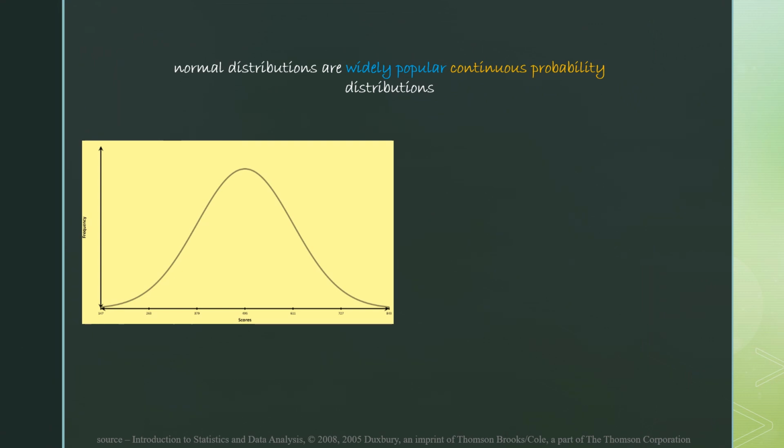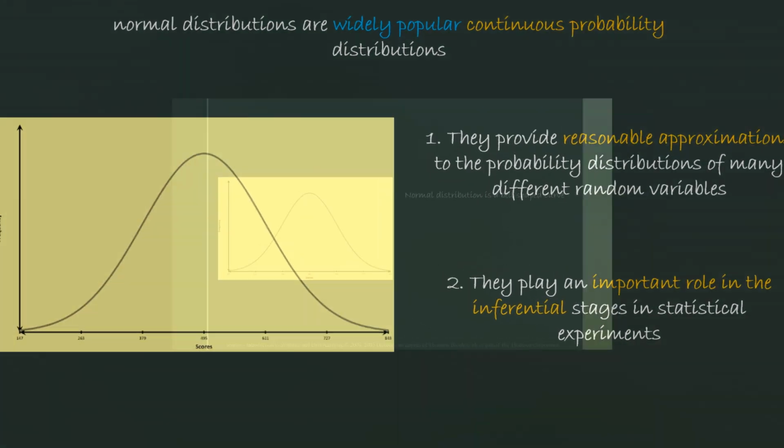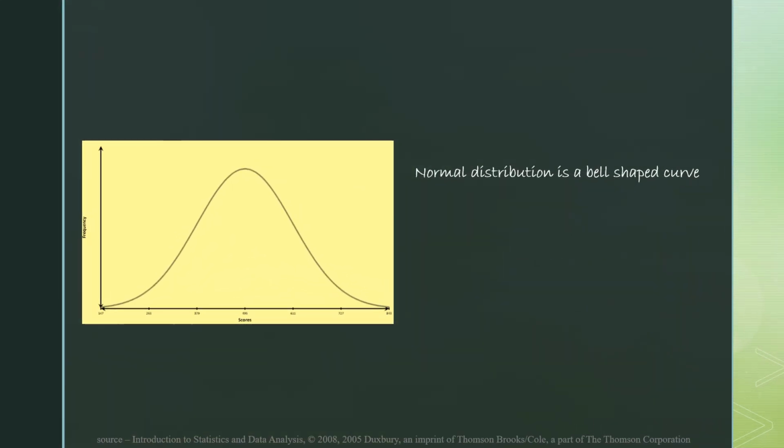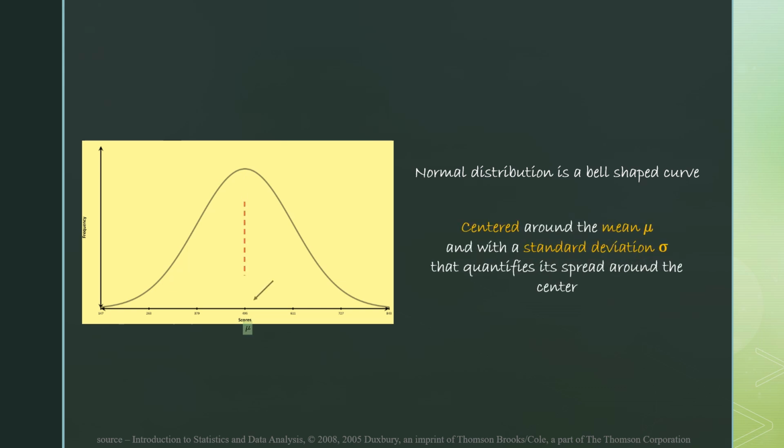Normal distributions are widely popular continuous probability distributions. The reasons are they provide reasonable approximations to the probability distributions of many different random variables, and they play an important role in the inferential stages in statistical experiments. Normal distribution is a bell-shaped curve centered around the mean mu and with a standard deviation sigma that quantifies its spread around the center.